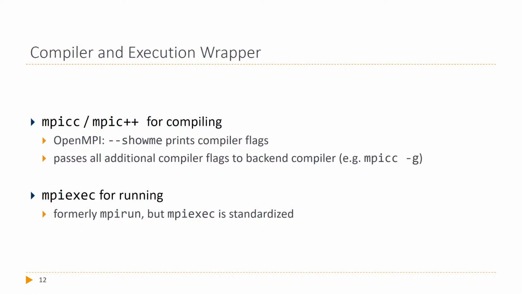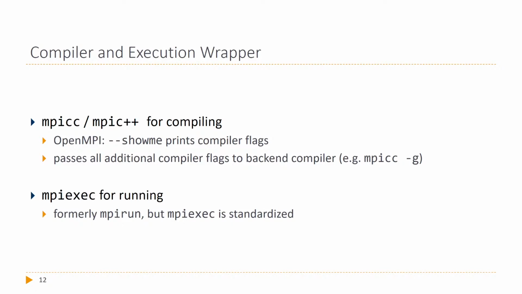a linker path and include path and so on. And for OpenMPI, it should be ---- show me. And the second important thing is to note that all additional compiler flags that MPI does not know, so the compiler wrapper, will be passed on to the backend compiler, which is, for example, GCC, which could be the Intel compiler, PGI compiler, whatever you use.